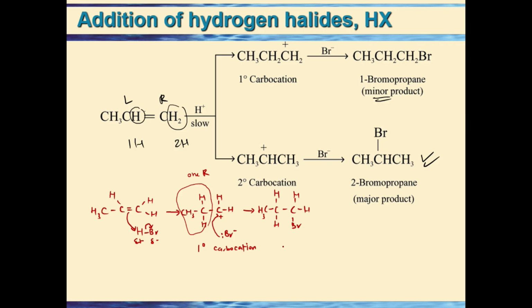Now let's write the mechanism for the formation of the second product, 2-bromopropane. This time I'll make the hydrogen bonded to the carbon on the right. That leaves the carbon on the left with a positive charge in the intermediate. Then the bromide ion will donate its lone pair to the positive carbon. We get our second product, 2-bromopropane.